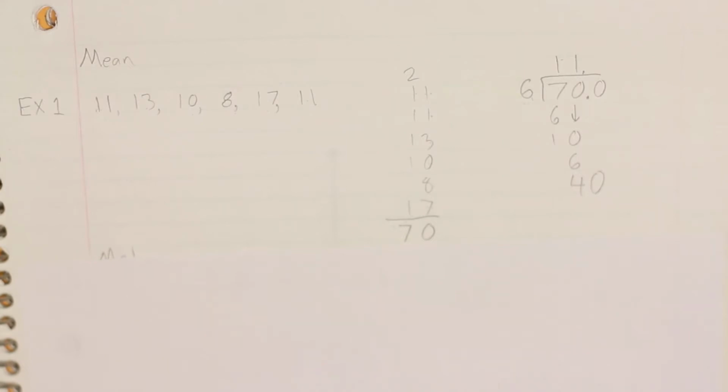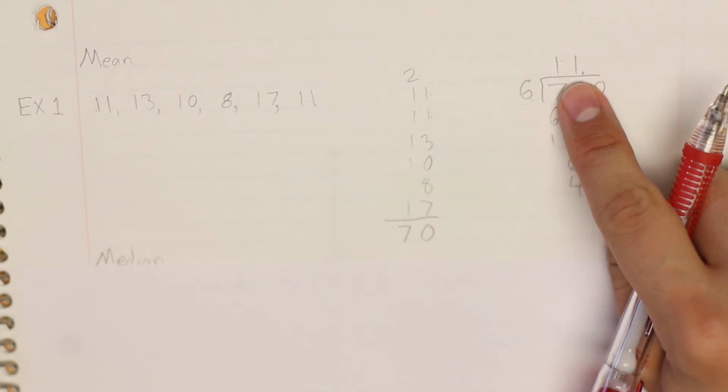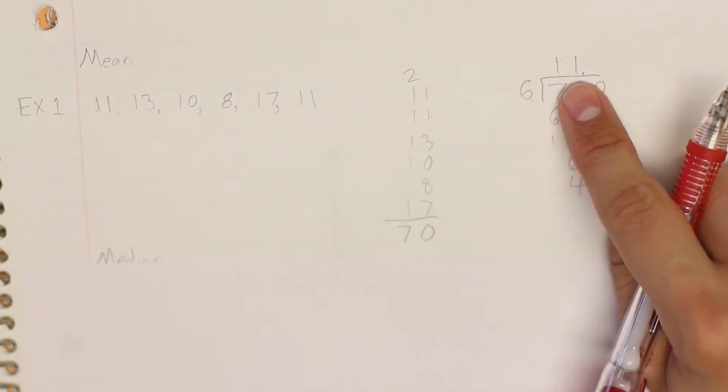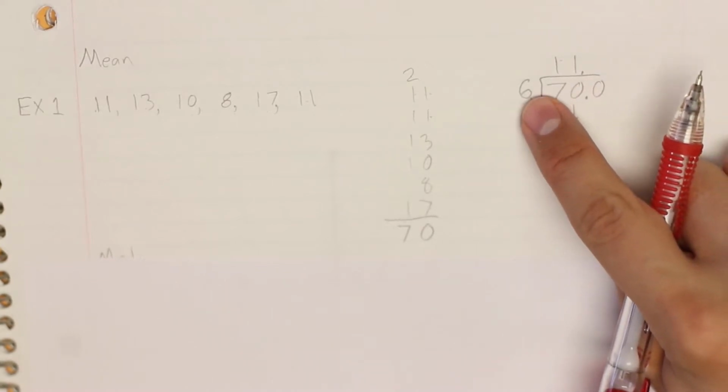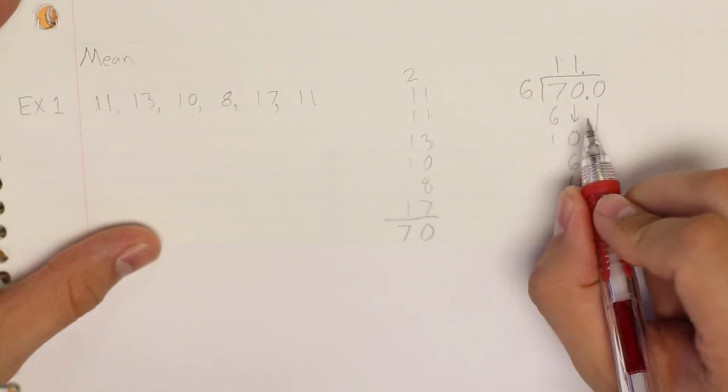If it tells you to round to the nearest whole number, then you could stop basically right here. But if it tells you to work it out a bit more to the nearest tenth, which is what I'm going to do, then you need to work it out a little bit more. How many times does 6 go into 40? It's 40 because we bring this down.